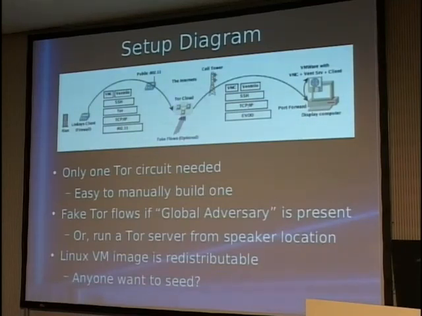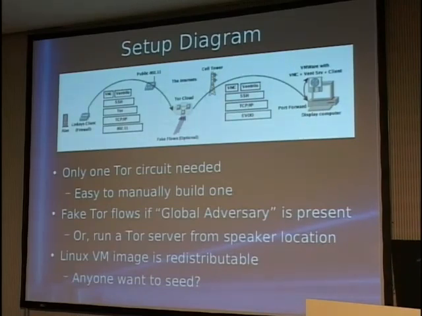The fake flows down here are an option if you want to try and create a larger confusion set, if you're worried about data retention or a global adversary, if you're speaking about highly sensitive material where someone may actually use Echelon to try and watch you or what have you. The other option is you could try and run a Tor server from your speaker location. This will keep connections alive to nodes for a long amount of time.